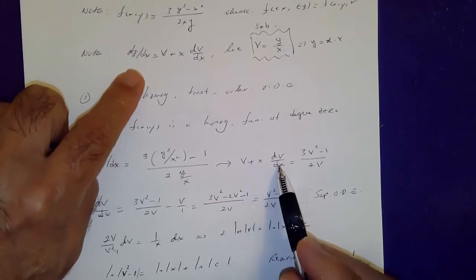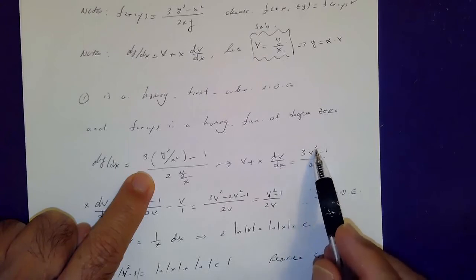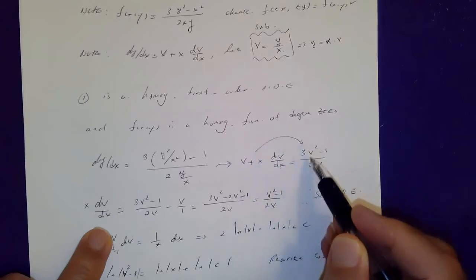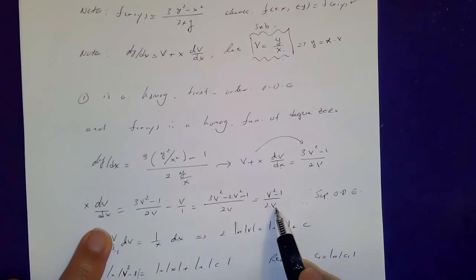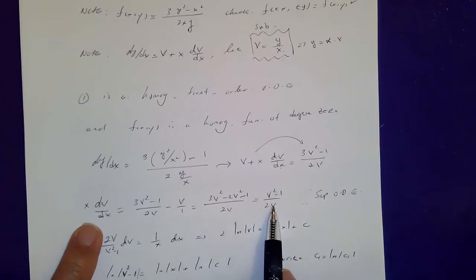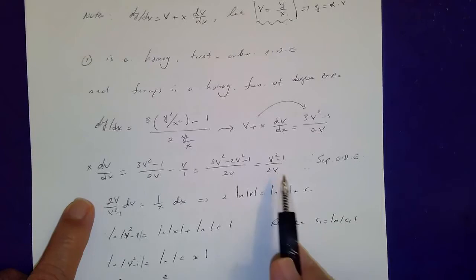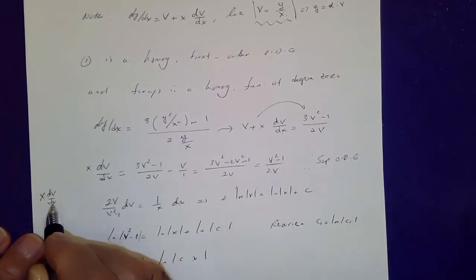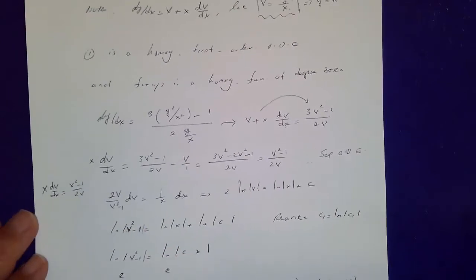So in the original equation, you replace dy dx with v plus x times dv dx, and the function on the right side is 3v squared minus 1 over 2v. Move the v over to the right side and combine it with this fraction, and you get v squared minus 1 over 2v. As you can tell, the result now is a separable differential equation. So right now I have x dv dx equal to v squared minus 1 over 2v.